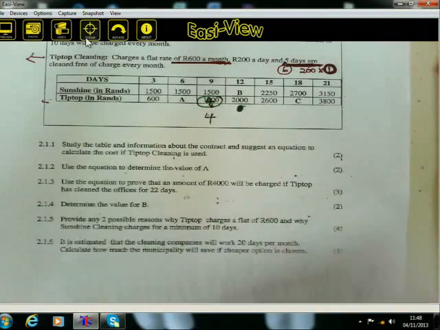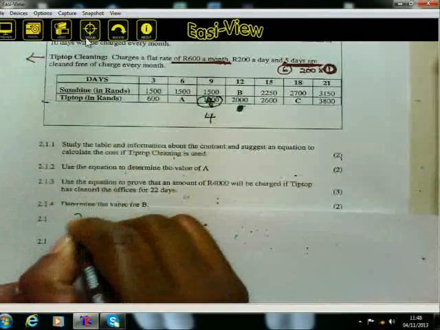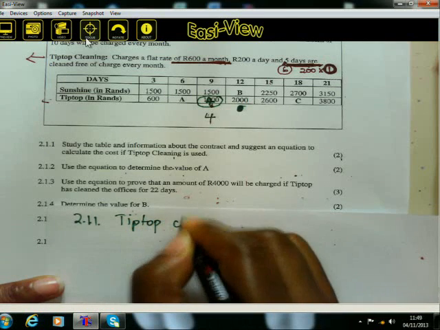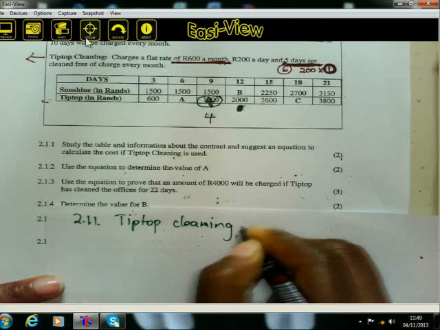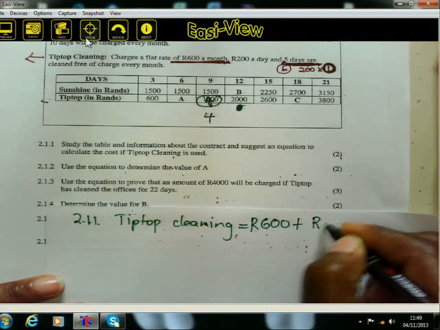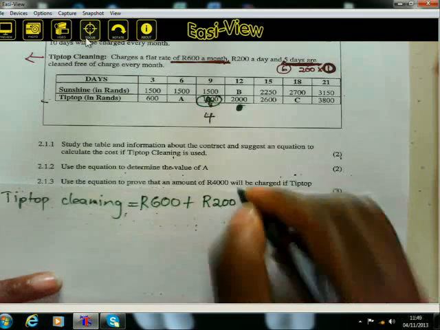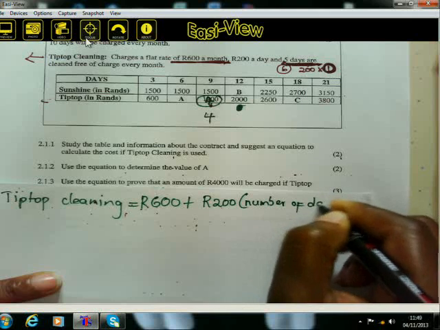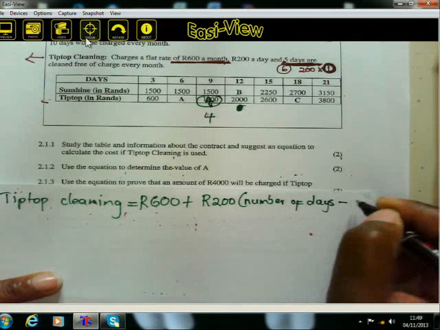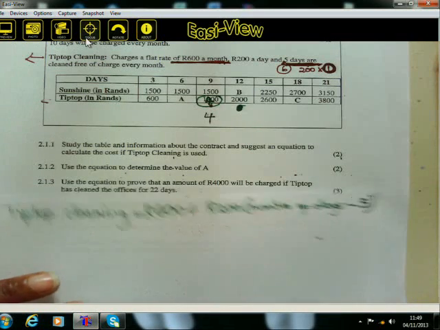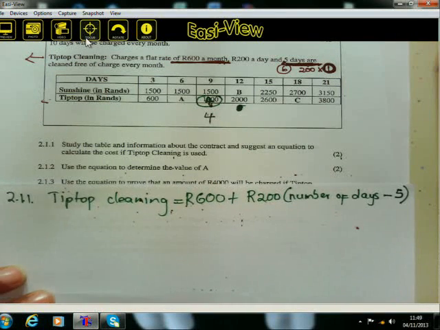So let us go back to the formula. We set the formula for 2.1.1. Tip top cleaning. The formula is 600 plus 200 multiplied by number of days, and then from this number of days we have to subtract a 5, because we know that 5 days will be cleaned for free according to the information given to us.